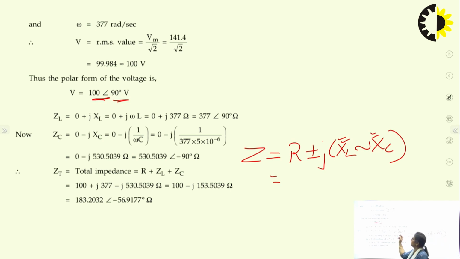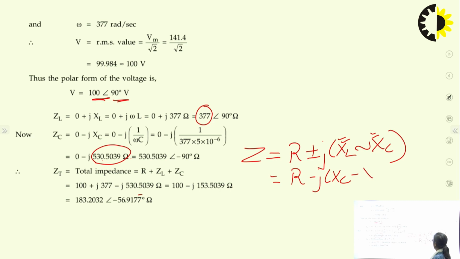XL, if I just find it, is 377 angle 90 degrees, right? XC is going to be 1 upon omega C, or this is 530.50 ohms. This is XC, this is XL. So, if you just see here, which one is greater? XC is greater. That means, in this particular case, the expression has to be R minus j (XC minus XL), right? So, what is R? Resistance is 100 minus j (530 minus 377), that is 153.5.